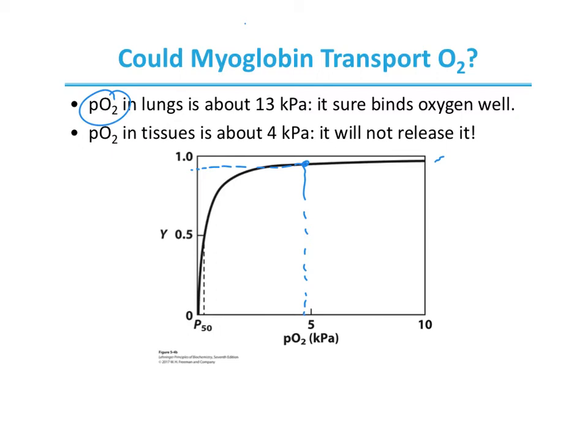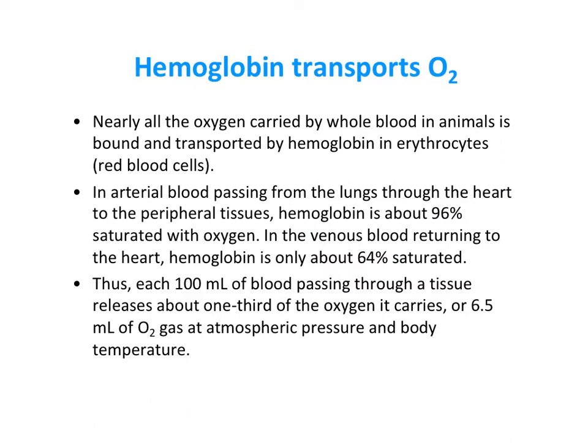But then that also brings up a problem, because we want to bind oxygen, but eventually we want to release it. We do need to get the oxygen to the tissues. So myoglobin doesn't seem like it's going to be able to do that well. It's going to always just be hanging on to its oxygen and never releasing it. So that's where hemoglobin comes in. Myoglobin is great at storing oxygen. Hemoglobin is our key to transporting oxygen.